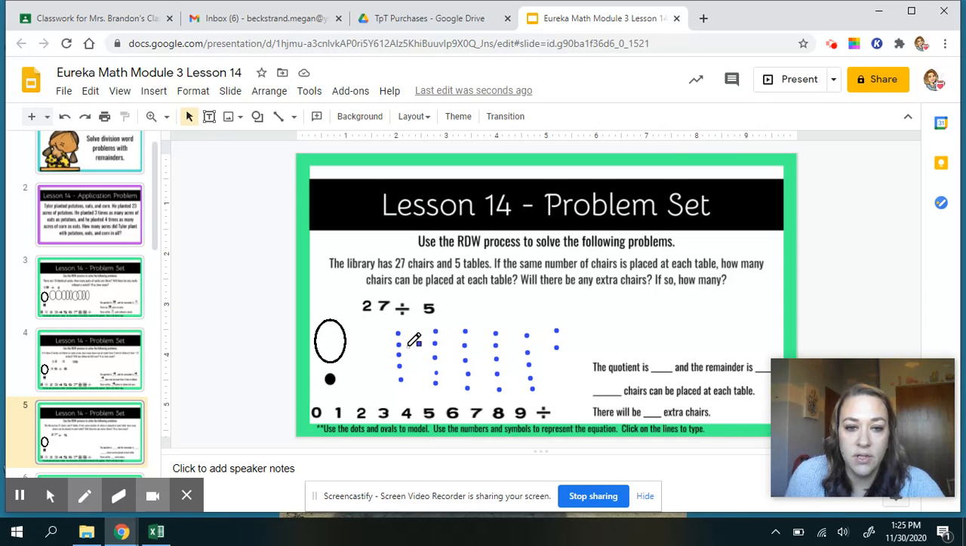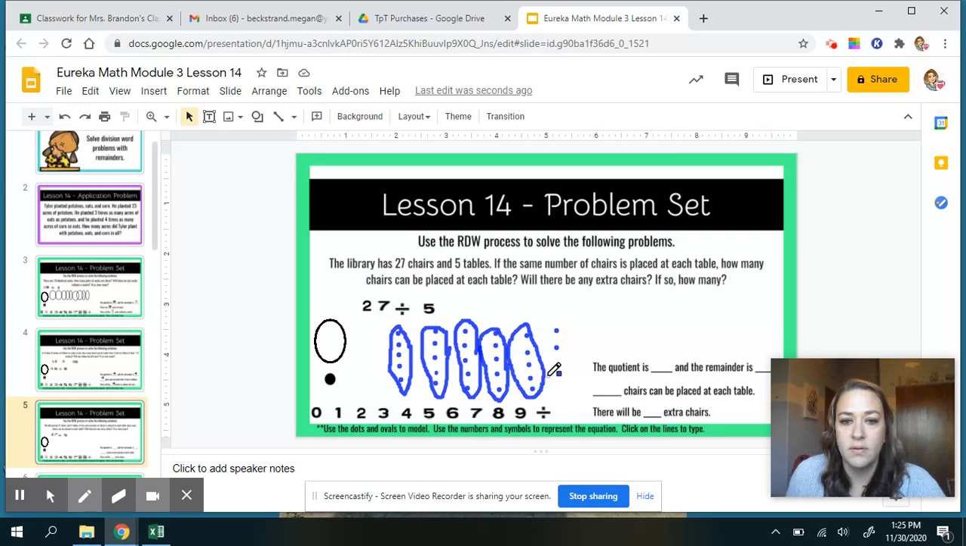So then if we're to bundle those, here's my 1 table. So there's 1, 2, 3, 4, 5. So each table is going to have 5 chairs. So 27 divided by 5, here's 1, 2, 3, 4, 5, remainder 2.